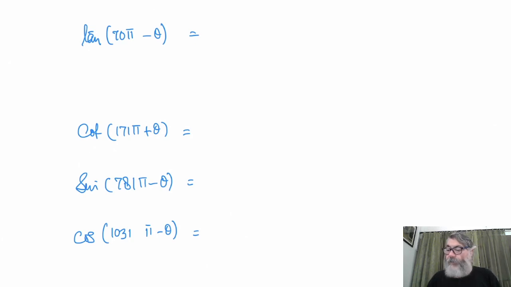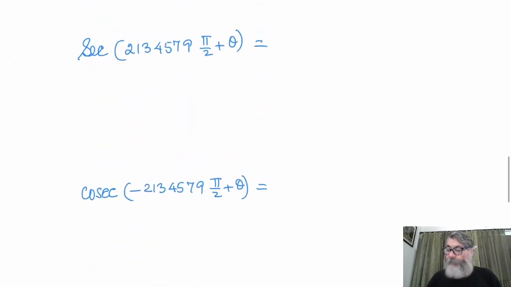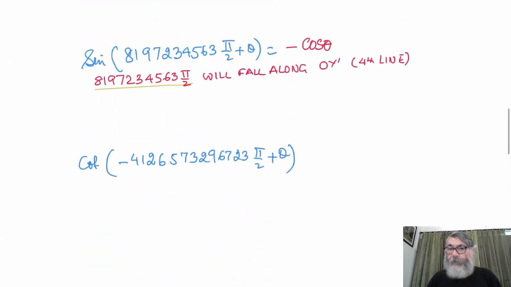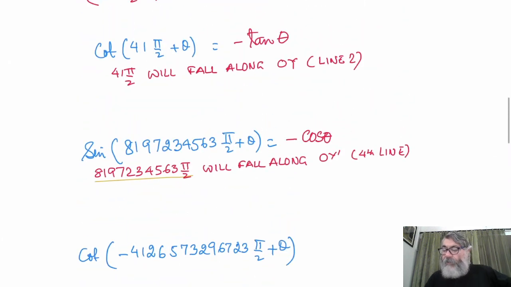Okay, let's start. We had finished till here. The last question I did was sine of 81723456 pi by 2 plus theta, and we divided by 4 and got the remainder 3. And remainder 3 means, with an odd multiple of pi by 2, the angle will fall along line 3.